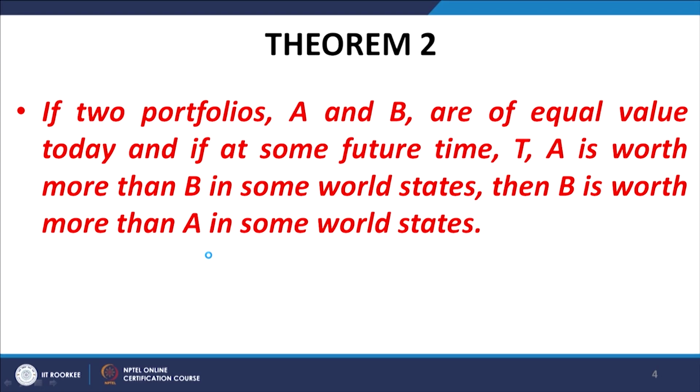Now, let us look at another theorem. If two portfolios A and B are of equal value today, and if at some future time capital T, that is the end of the investment, A is worth more than B in some world states, then B must be worth more than A in some other world states. I repeat, if two portfolios A and B are of equal value today, and if at some future time capital T, A is worth more than B in some world states, then it must necessarily be that B is worth more than A in some other states.